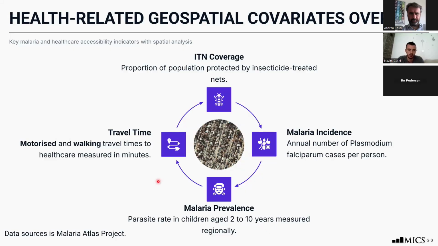And then we have the travel time to the nearest healthcare, measured in minutes. So for the travel time to the nearest healthcare, we have the measurements for the motorized travel time and the walking travel time to the nearest healthcare. Both of them are calculated in units of minutes. And all these four or five different indicators have the same source, so we are using the data coming from the Malaria Atlas Project.